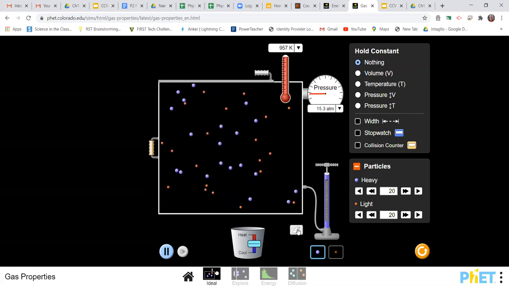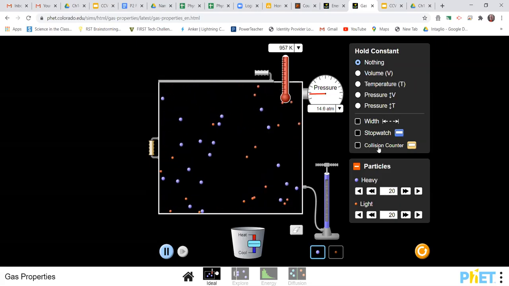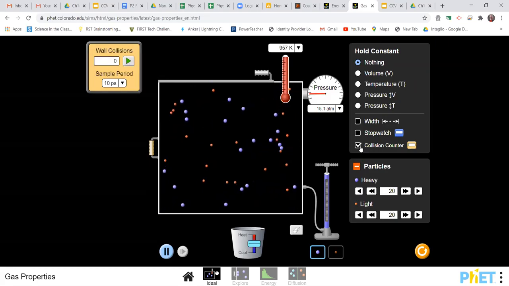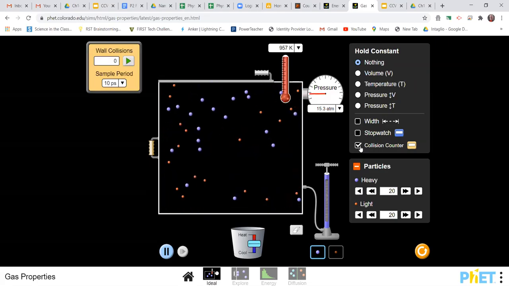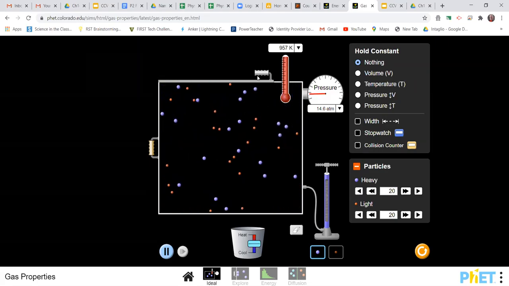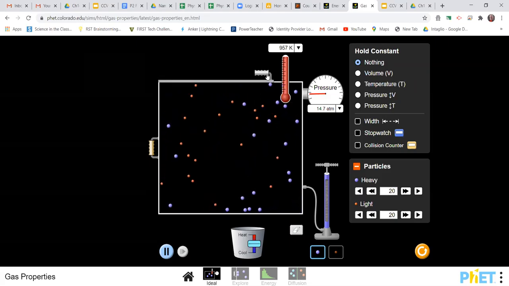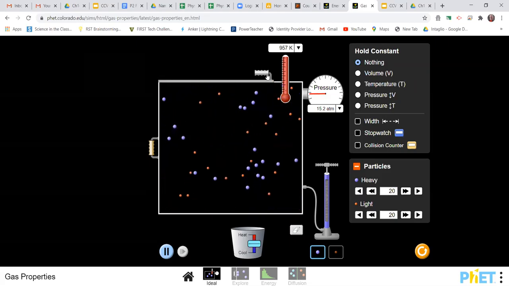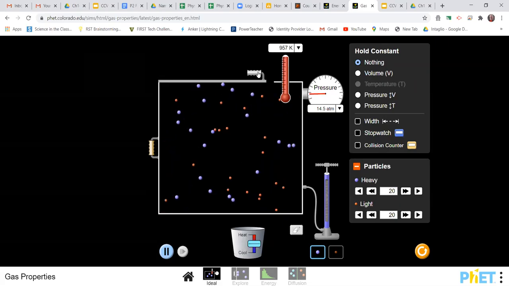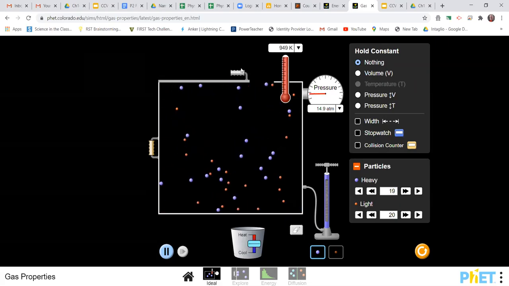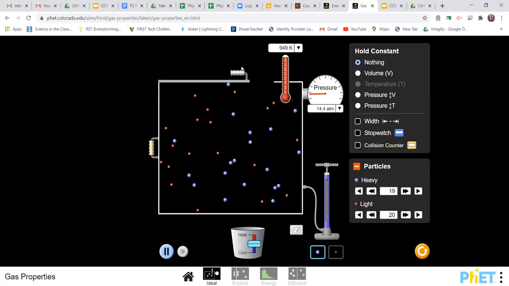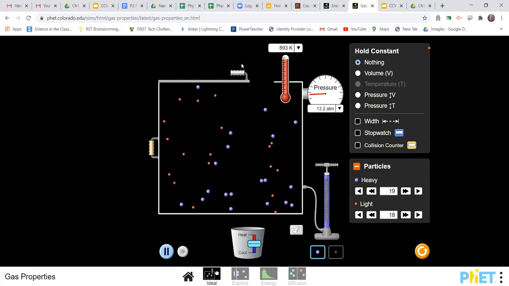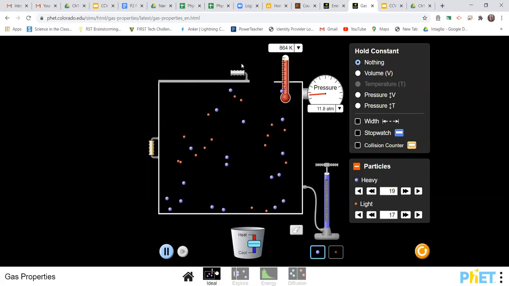No, it doesn't look like gravity's an option. What I will do though is, it's collision center. Ah, interesting, okay. There's an opening right here. And I'm gonna open it up a little bit. Now watch what happens when particles leave. Oh, a very fast one. Usually it's the faster ones that leave.